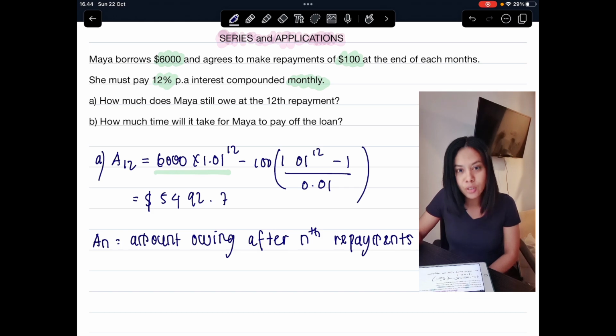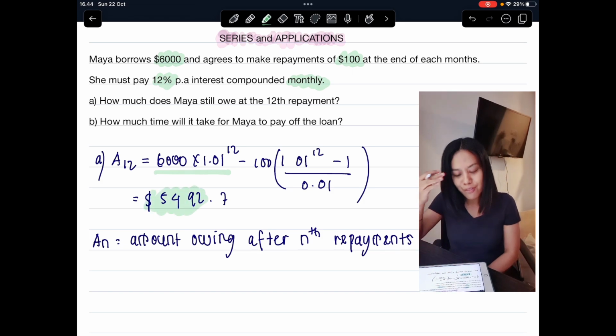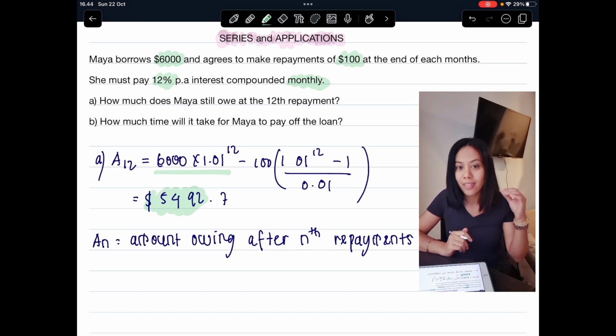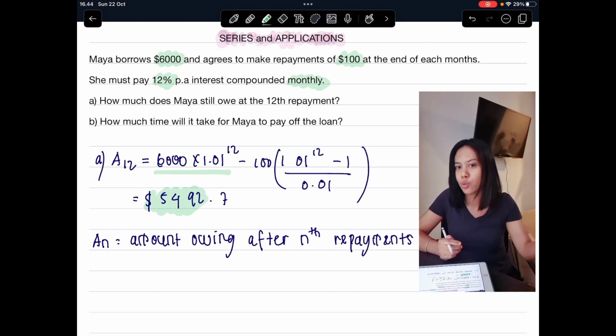We already answered question A, and it's in the previous video. You can check it out. The answer for how much Maya still owes after the 12 repayments was $5,492.7. So A12 means the amount still owing, and the 12 means after the 12th repayment.